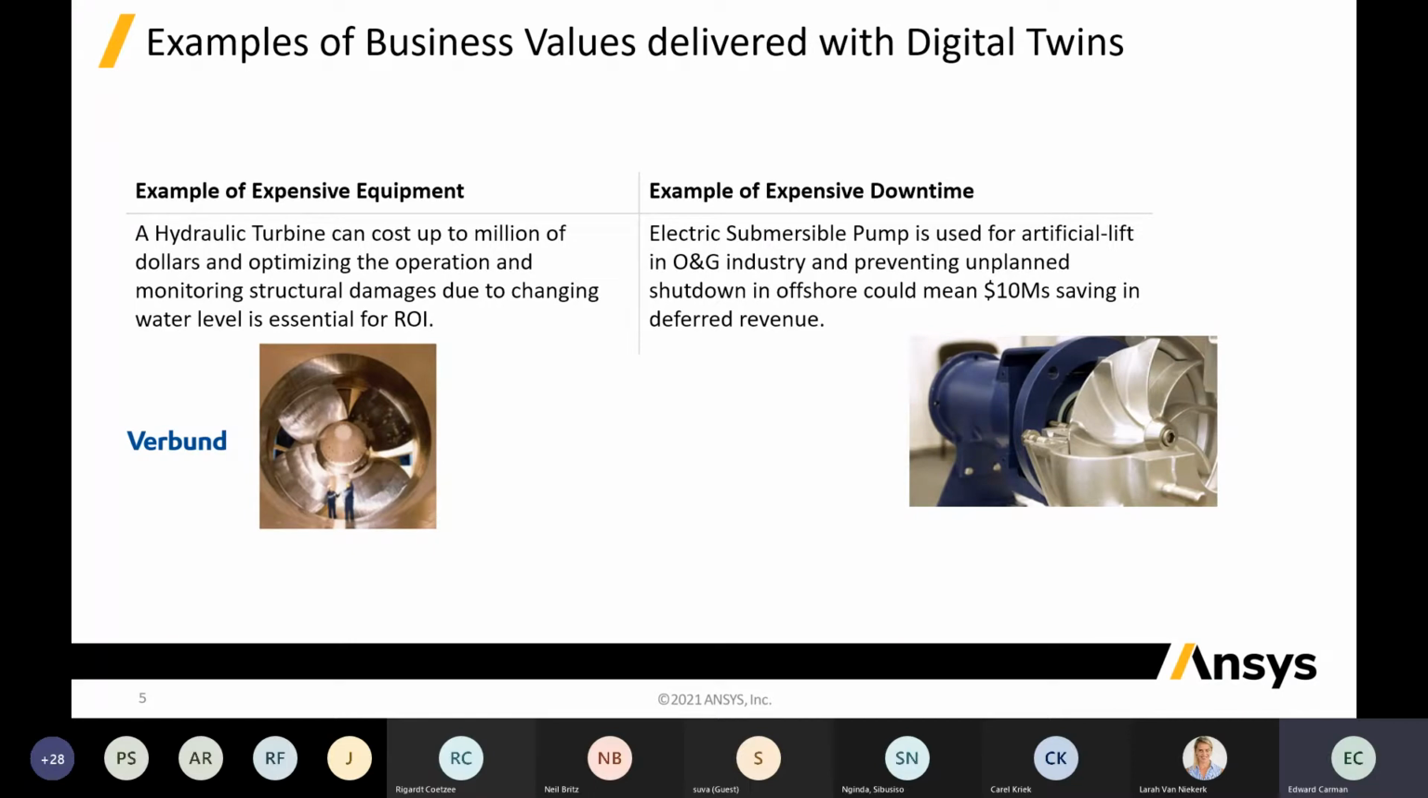If this asset fails in an unplanned manner, you are shutting down your oil well, you're shutting down your plant, and you are not generating revenue while that is happening. So if you can anticipate or prevent those unplanned shutdowns, there's significant savings to be made.